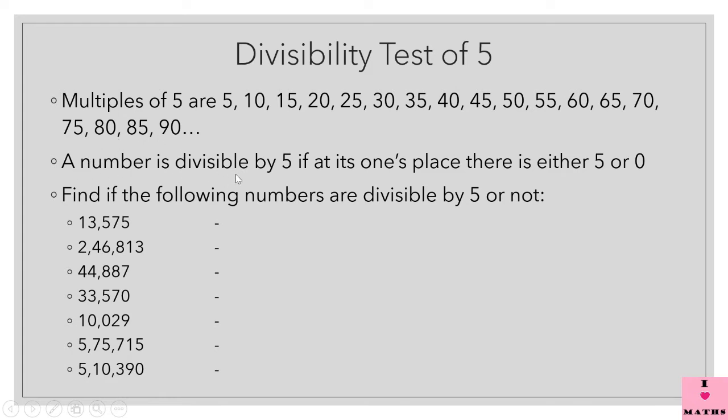So, dear children, a number is divisible by 5 if at its ones place there is either 5 or 0. Such an easy test, isn't it? Okay, so let us find if the following numbers are divisible by 5 or not. First one is 13,575. Now the ones place digit is 5, so it is divisible by 5. 246,813. Ones place digit is 3. It's neither 5 nor 0, so this number is not divisible by 5.